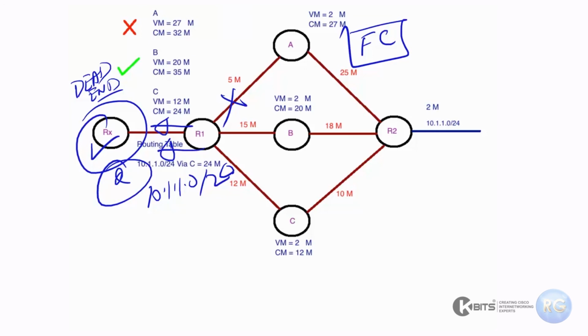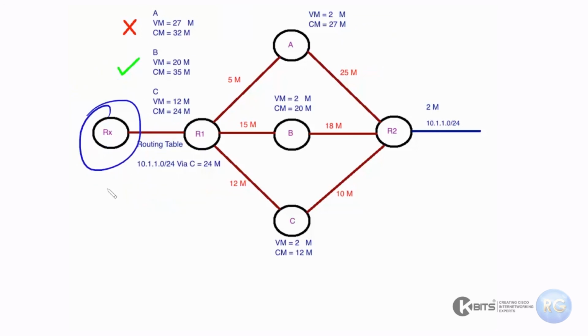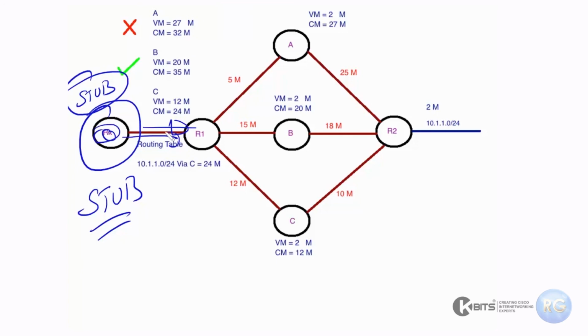So if I know for a fact that X is a router that is getting all its routes from R1, he is technically a dead end router called a stub. So I'm going to make him a stub router. By making him a stub router, router X will tell R1, listen, I'm a stub router. Please don't send me any queries. But I need to configure that.